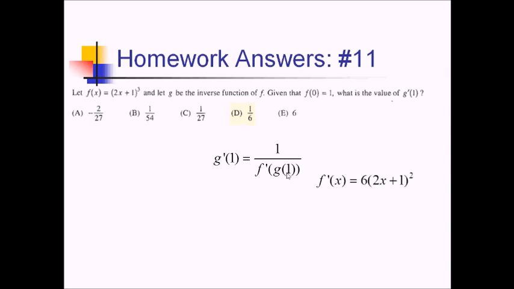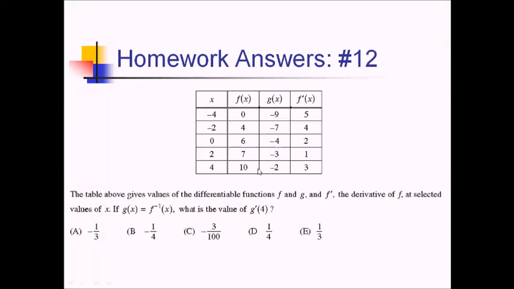And then g of 1, well, what is g of 1? That is the input to the f function that gives me an output of 1. So looking at the output of 1 up here, my input for the f function was 0. So then g of 1 is going to be 0. So I'm doing 1 over 6 times (2 times 0 plus 1) squared. And then let's see here. We've got 1 squared is just 1, times 6 is 6. So 1 over 6 when the dust settles, choice D.